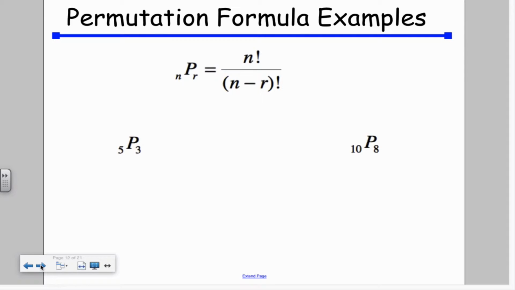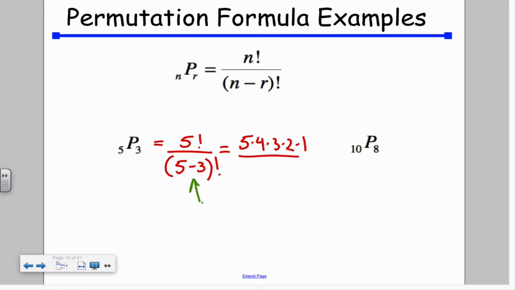So let's try a few. 5P3, we would have 5 factorial over 5 minus 3 factorial. And so what we can write is 5 times 4 times 3 times 2 times 1, over this bottom number, which became 2 factorial. And that would just be 2 times 1. And from there we can just cross out the 2 times 1 and calculate our final answer, which would be 60.